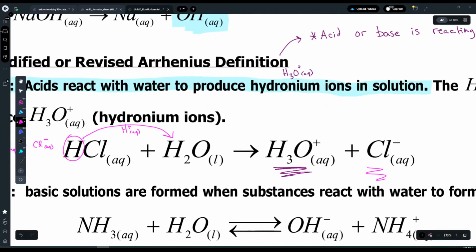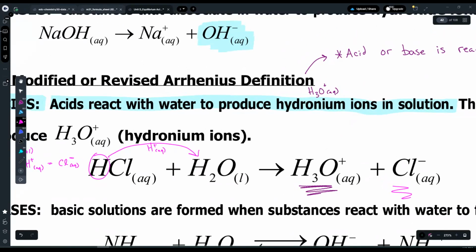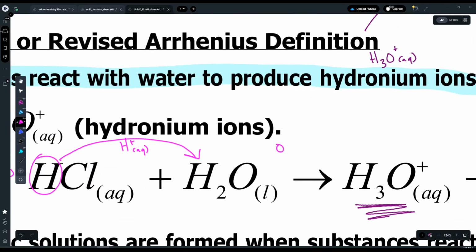Okay, for determining the charge for hydronium, notice with water, it starts out as a neutral charge, but then we added this 1 plus charge. So if I wrote this a little bit neatly, it'd just be 0 plus 1. That's why hydronium has a 1 plus charge.